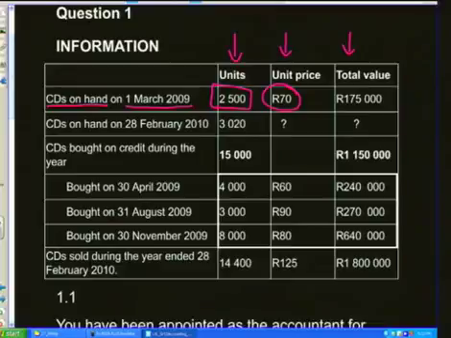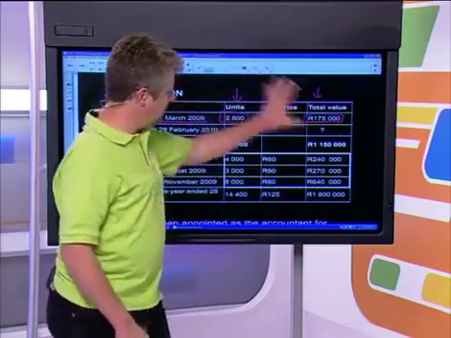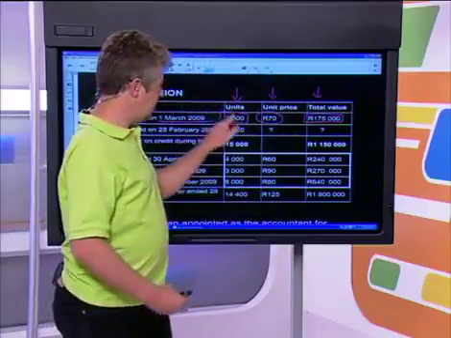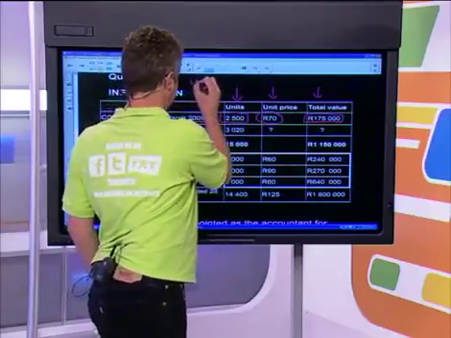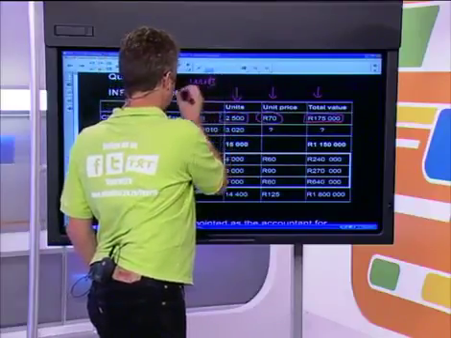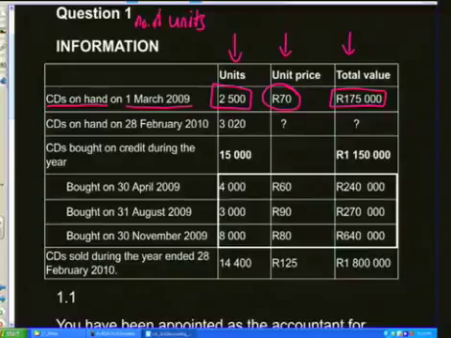So it's 2,500 units, each with a price of 70 Rand, and over here on the right-hand side we've got the total value, 175,000 Rand. Normally when you see a table like this, it can be a little confusing because so much information is given to you. But it is quite easy if you remember that the units, or number of units, times the unit price is equal to the total value.